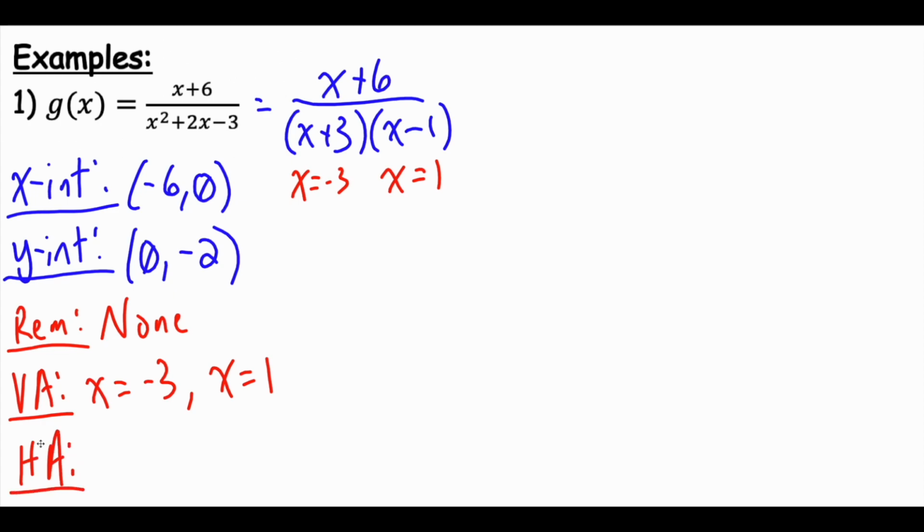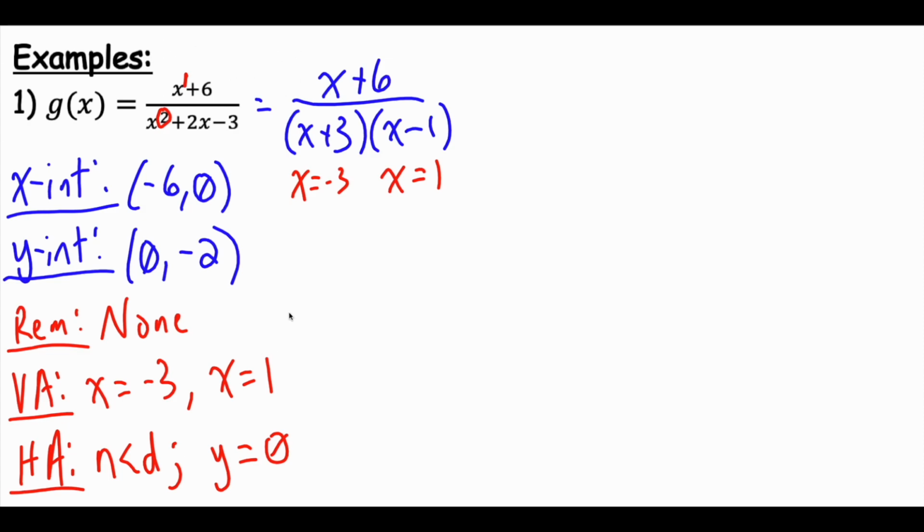The last thing we need to do before we go to our sign chart is the horizontal asymptote. So we look at our exponents. I have an exponent of 1 up top and 2 on the denominator. So that means the numerator has a smaller exponent than the denominator, which means it's y equals 0.